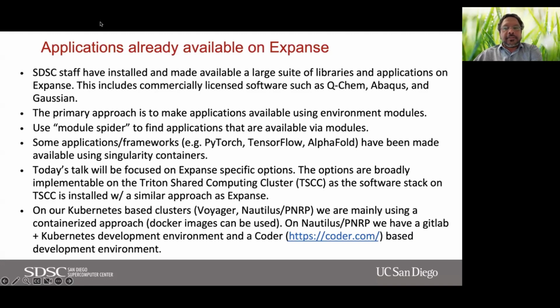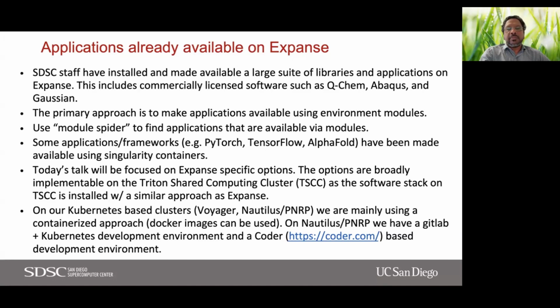So starting off, let's get going with basically applications that are already available. This is specific to Expanse, but as I said, most HPC centers would have a large suite of libraries and applications that are already on Expanse. And this can include even commercial packages if we have the licensing cost covered. So for example, on Expanse, we have QChem, Abacus, and Gaussian as the commercial packages.